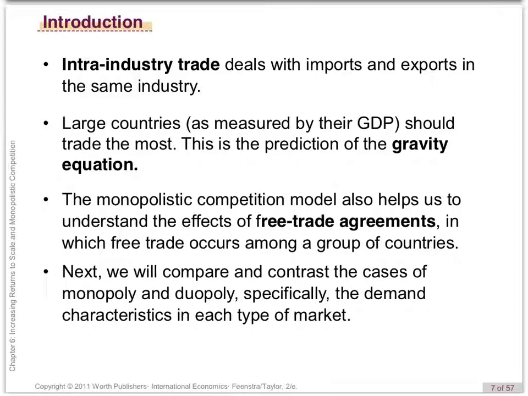By doing so, we can now understand the intra-industry trade of these differentiated goods. Why does Japan export Honda and import BMW? So there's intra-industry trade. It's the same as differentiated goods trade, right? It imports in the same industry. And we can also explain that larger countries should trade the most. This is a prediction by the gravity equation. I'm going to explain later what that means. And monopolistic competition helps to understand this.